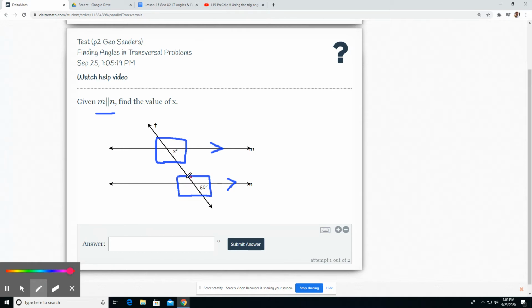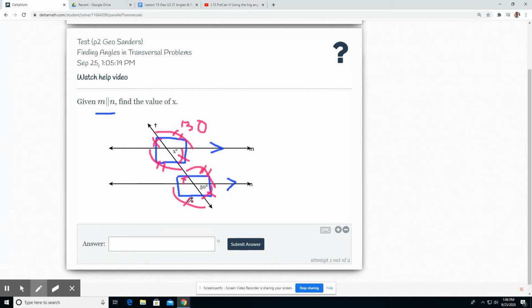There's only two angles possible in this entire problem because they have parallel lines. So all the acute angles match. That means all the acute angles are 50. And then all the obtuse angles have to match. Since these angles have to add up to be 180, that means the obtuse angles are 130.